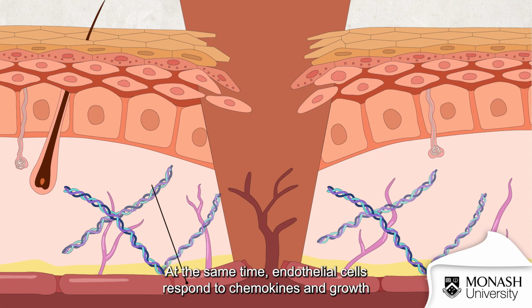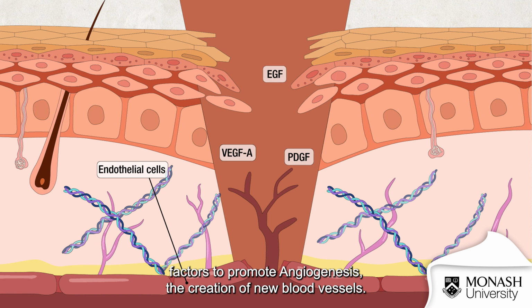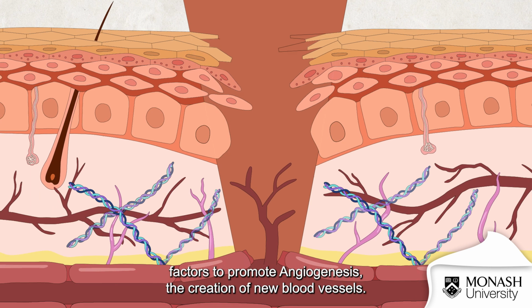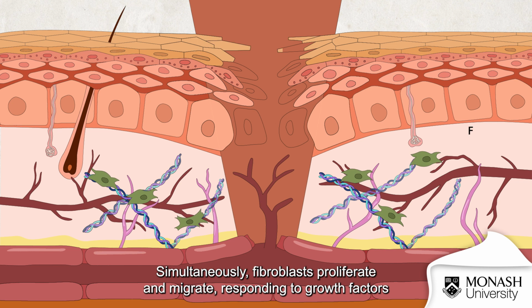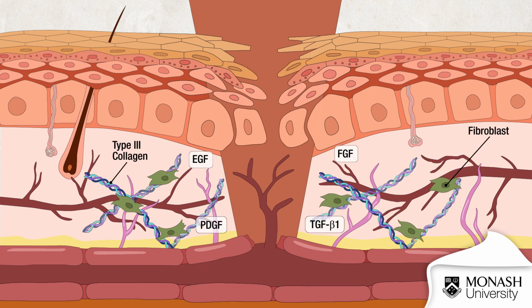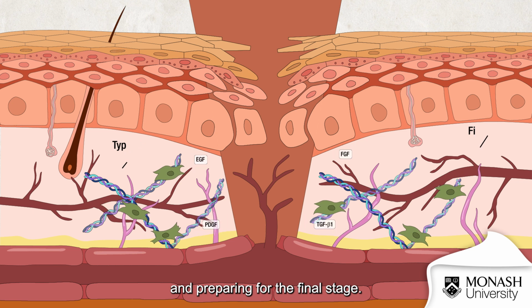At the same time, endothelial cells respond to chemokines and growth factors to promote angiogenesis, the creation of new blood vessels. Simultaneously, fibroblasts proliferate and migrate, responding to growth factors and preparing for the final stage.